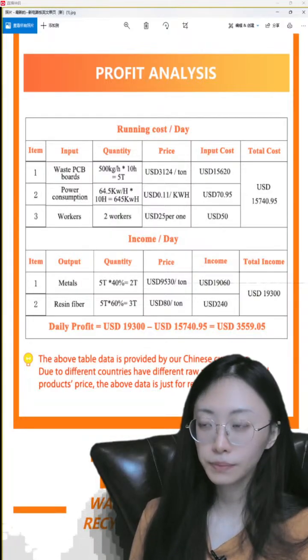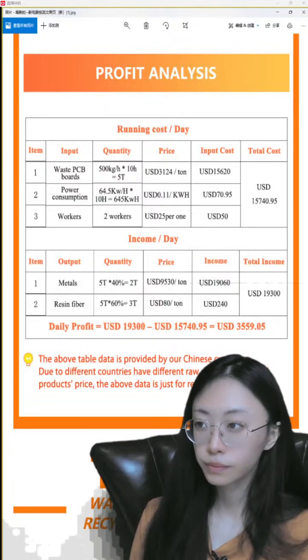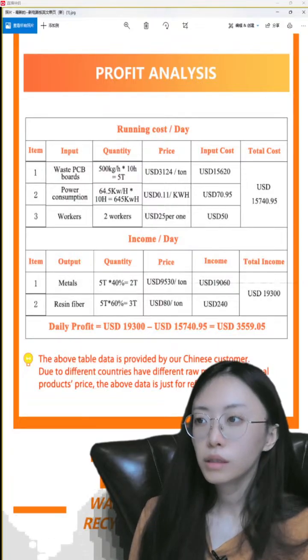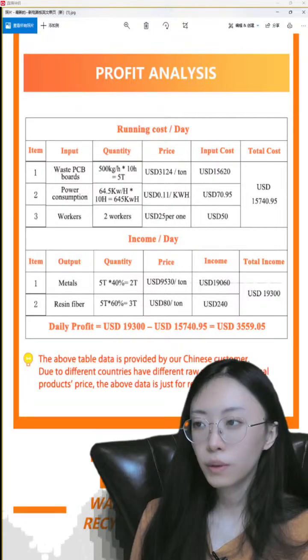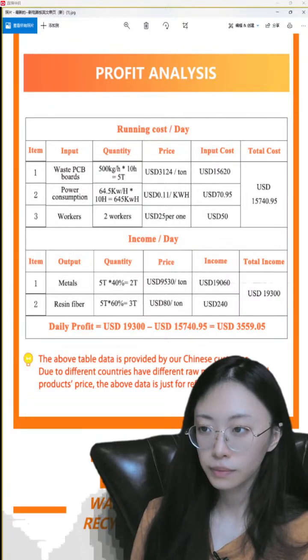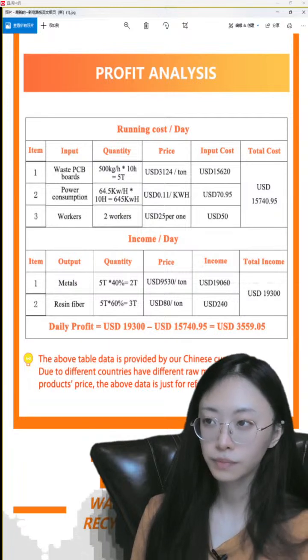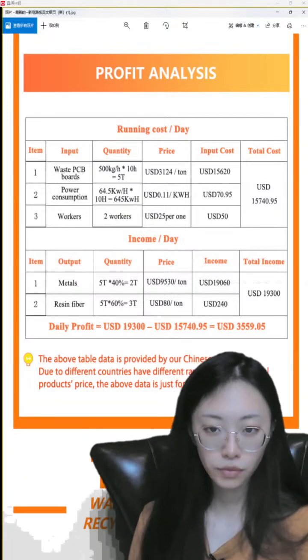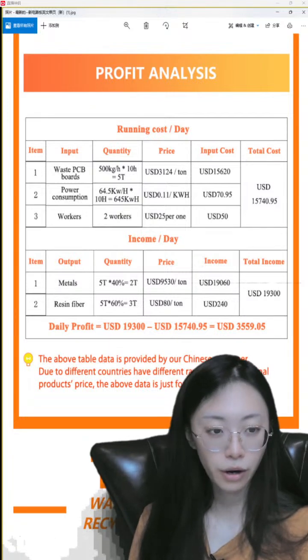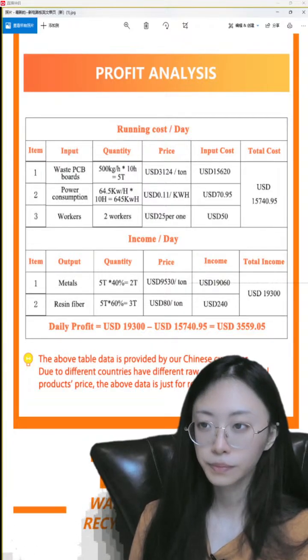And then the income is from the raw materials. You can see, for 1 ton per day or 5 tons per day, we can get 40% metals and 60% resin fiber. And the prices are just for reference, because the price is different in different regions and at different times.